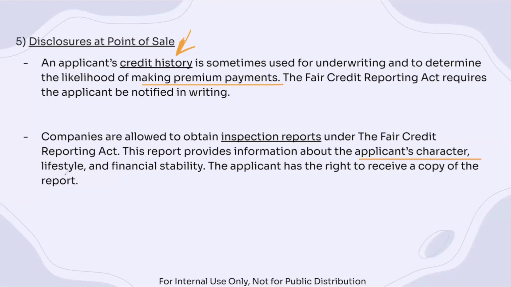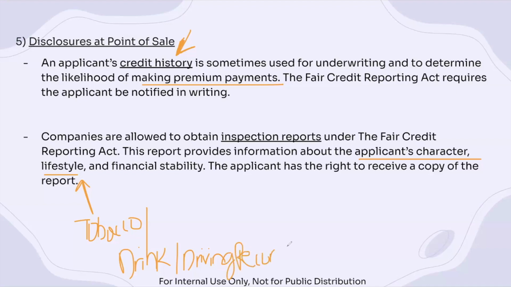So character and lifestyle, like do you drink often? Do you use tobacco? That's something that you might ask. It might be asking about your driving record. So all of these pieces of information constitute what's part of this inspection report. And companies are allowed to obtain this, but the applicant has the right to receive the copy. And so they should be notified and they have a right to receive a copy.